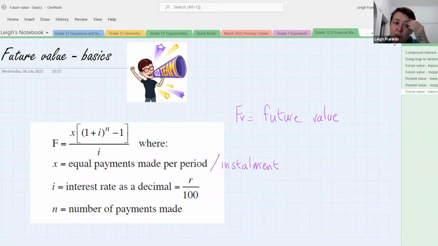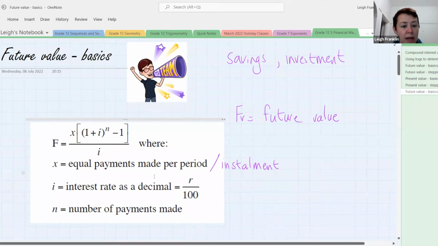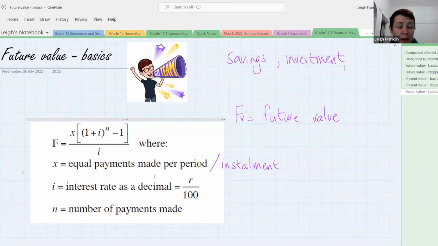Now, when I say where something is growing, future value is used when we want to calculate savings. So it's used for savings and investments, where a person or people are putting money into an account every single month. That would be the idea behind the concept. So X represents the installment, F is the future value, N is the number of payments made.